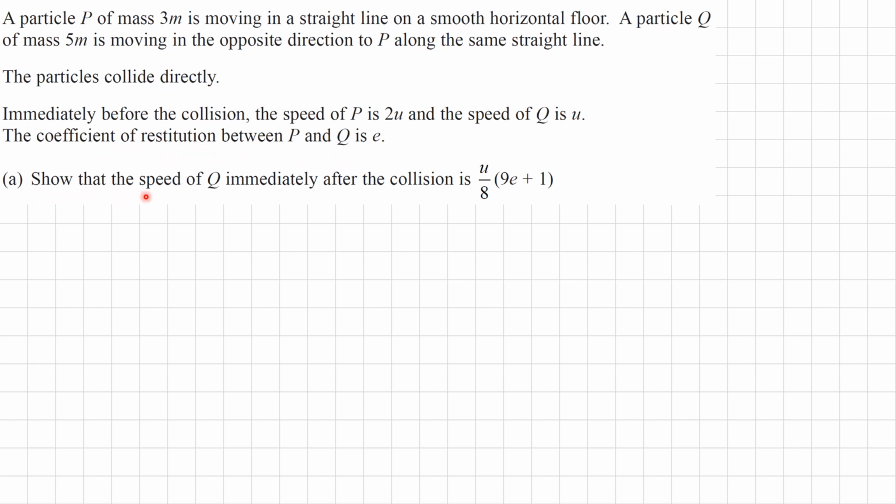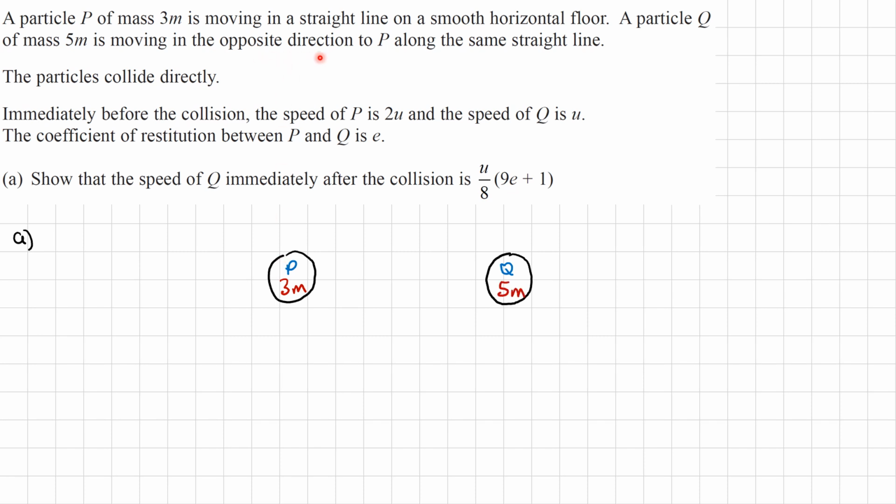Part A. Show that the speed of Q immediately after the collision is u over 8 times 9e plus 1. So the first thing we want to do is to draw a diagram of what's going on here. So we've got these two particles P and Q, so let's just do two particles like this and we'll label them as P and Q. We're told that the mass of P is 3m, so we'll put that on, 3m, and the mass of Q is 5m.